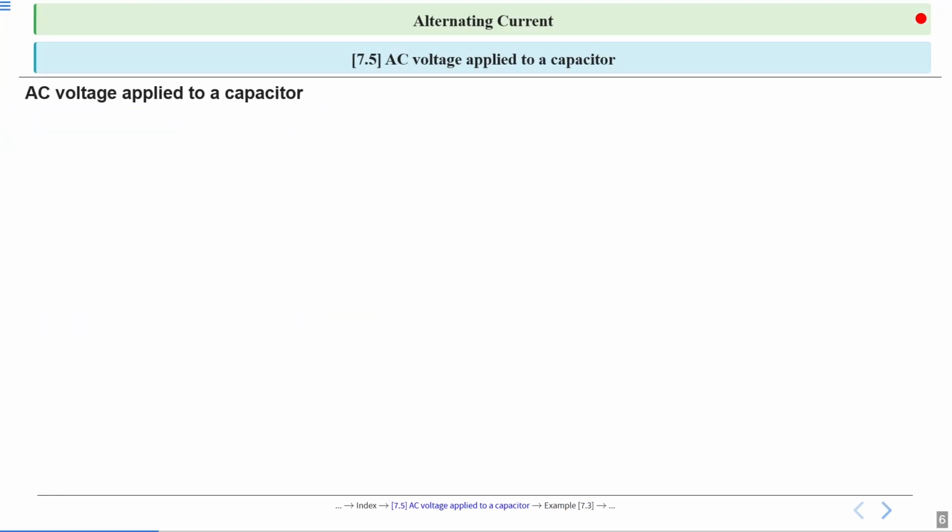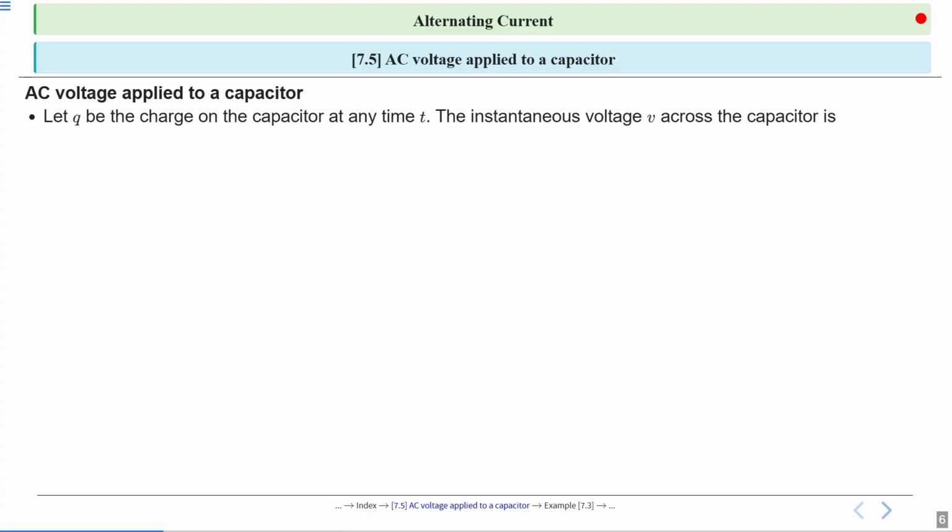Now, AC voltage applied to a capacitor. Let Q be the charge on the capacitor at any time t. The capacitor is being charged, but it is alternating current, so it is being charged and discharged after equal intervals of time. When the current starts increasing, it will get charged. When the current decreases, it is discharging again.